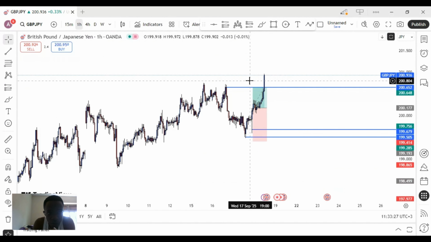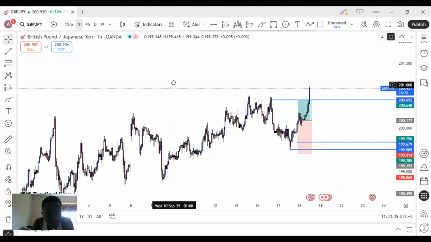Then I went to the 15-minute time frame. This is where I entered for the trade right here. It was from this point. So price went into a bit of profit, went into a bit of loss, then steadily rose up until right now where it's still moving in profits.